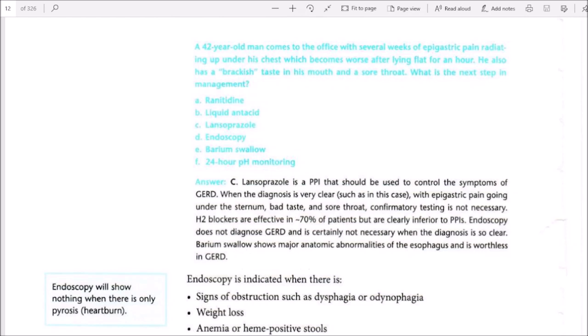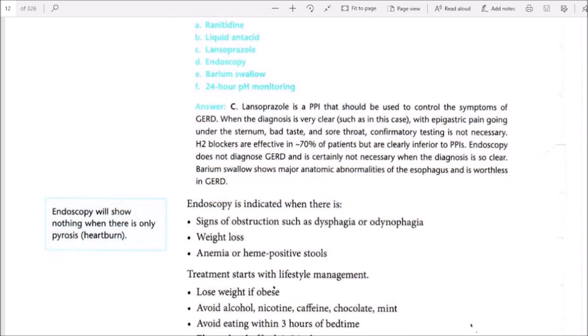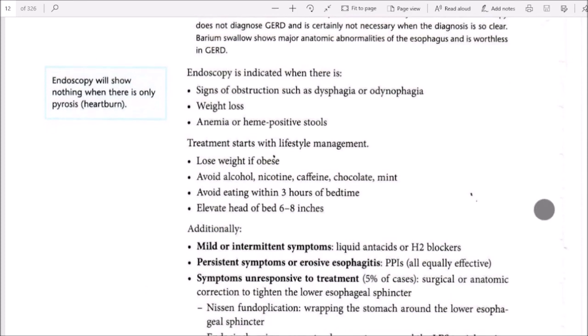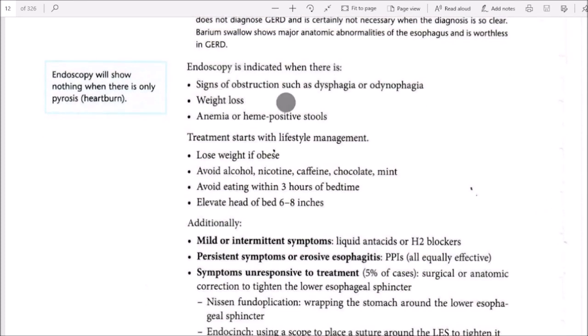Patients rarely have major anatomic abnormalities of the esophagus and borders in GERD. In GERD, endoscopy is indicated when there are signs of obstruction such as dysphagia or odynophagia, weight loss, anemia, or heme-positive stools. Endoscopy will show nothing when there is only pyrosis, heartburn.